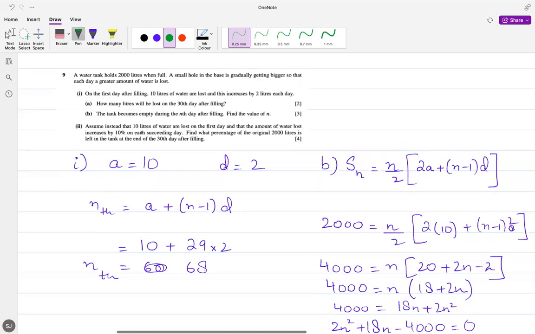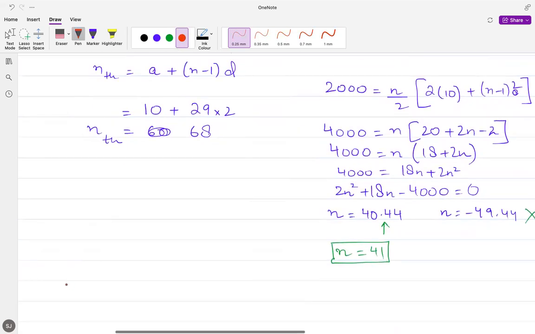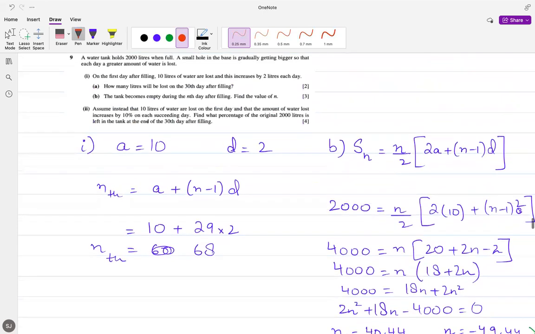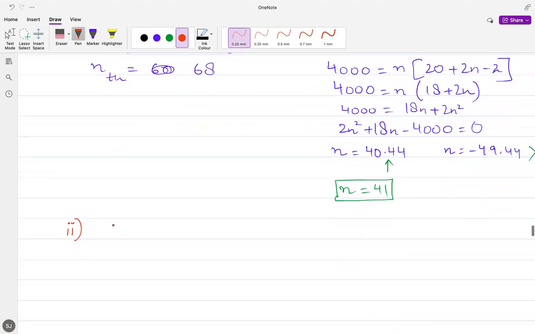In part 2, it says that assume instead that 10 liters of water are lost on the first day and the amount of water lost increases by 10% on each succeeding day. Now whenever we have a percentage involved, it means that we are dealing with a GP. So in part 2, as the amount of water loss is increasing by 10% each day, we can form an equation for our GP by first assuming that the original value was 100%, the original loss of water. So on each succeeding day, it will increase by 10%. So to find the common ratio, we'll divide 110 by 100, which equals 1.1.